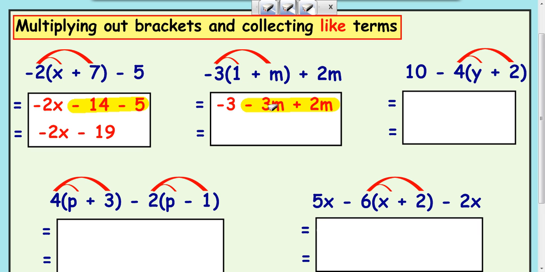So we can deal with the m's, just leave the negative 3 at the front, and then think of a number line basically. Think of negative 3 add 2. This is like negative 14 take away 5. So negative 3 add 2 is negative 1, so negative 1m.